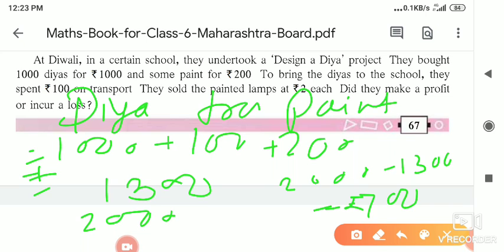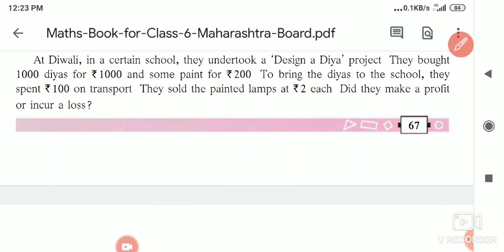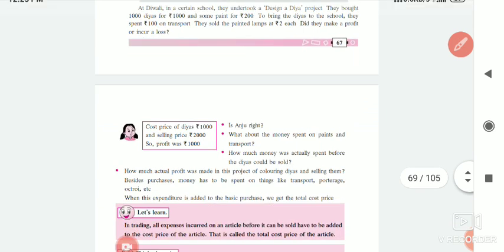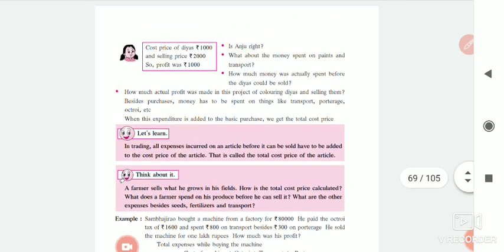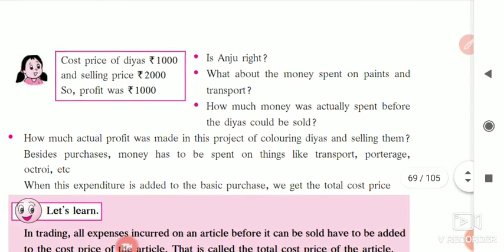Understood all of you? Today we have stopped here only. The next part of the lesson we will see in our next lecture. So today we will stop here.